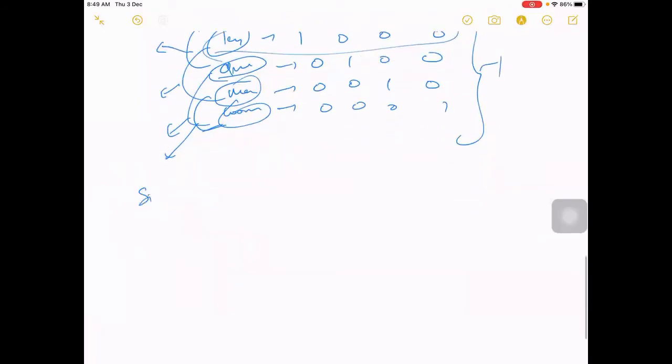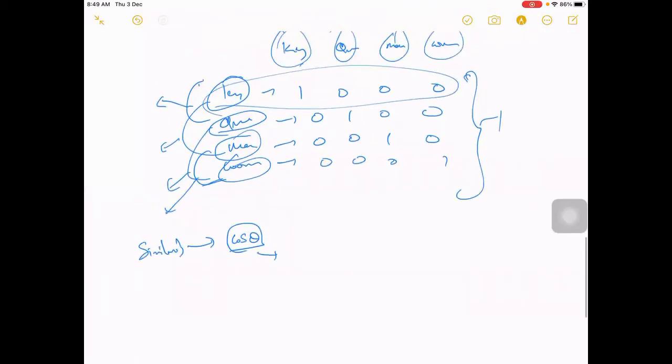So similarity we can calculate by using cos theta, right? If we can find the angle between two vectors, and you compute the cos theta, that will be the measure of similarity. In case there are two vectors, the dot product will actually give you the cos theta, and let's say the vectors are unit vectors.